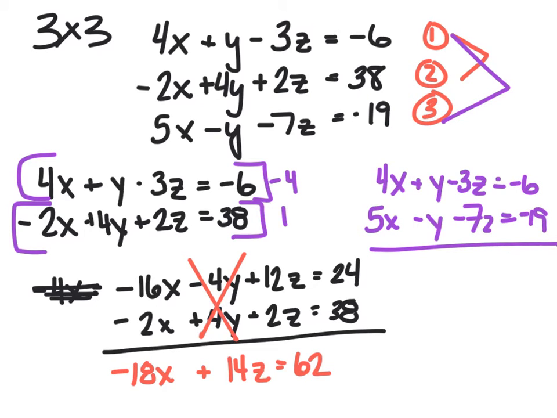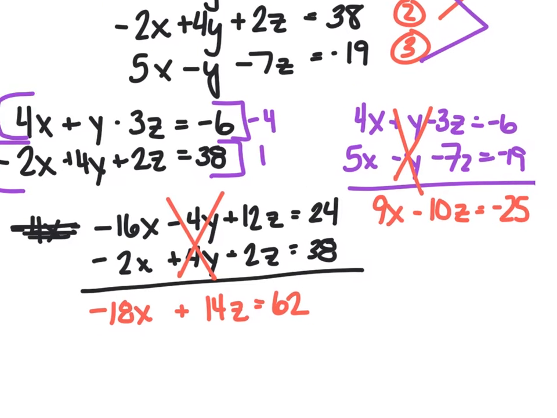Now I got nice and lucky here, maybe a little strategy. What happens right away? I don't even have to multiply row 1 or row 3 by anything because these y's, when I add them, are just going to slip away again. So I'm going to end up with 9x, slam bam, those are gone, minus 10z equals -25. So I've taken my 3 by 3 and I've condensed it to a 2 by 2.